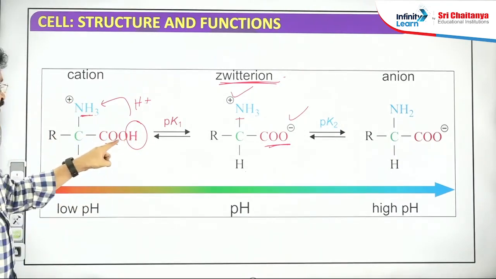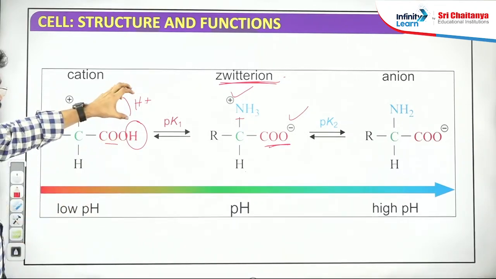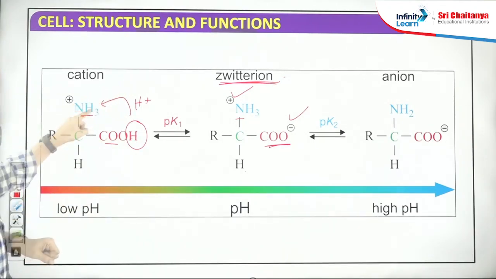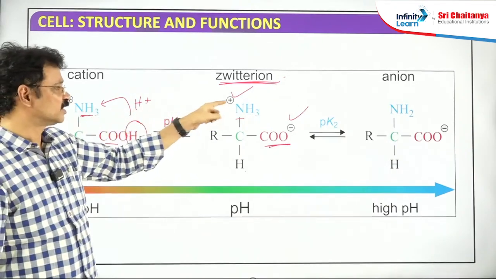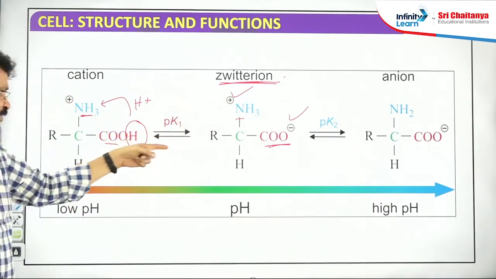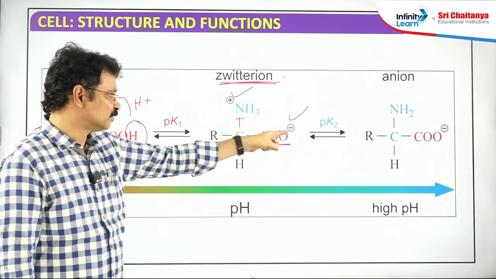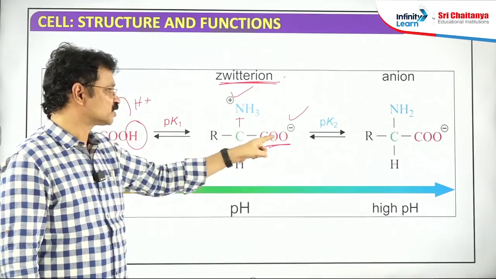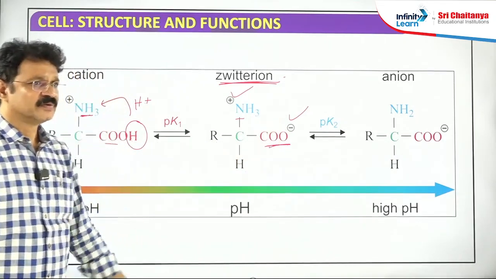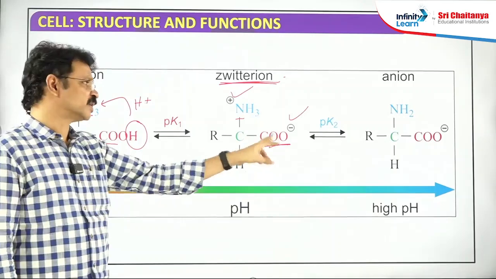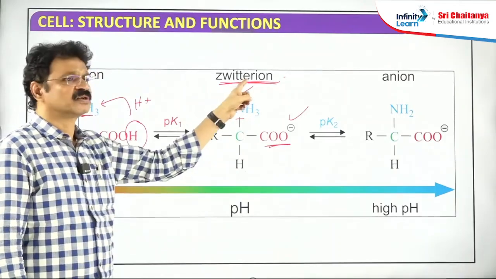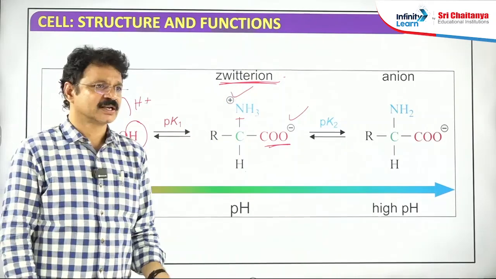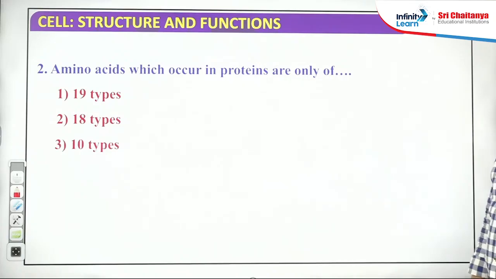Proton donating group is the carboxylic group. H plus, the proton, is accepted by the amino group. By getting H plus, the amino group becomes NH3 plus. By losing the proton, the carboxylic group becomes an anionic group, COO minus. Within a single molecule, both are there at once. That is the meaning of the zwitterionic form. Okay, is it clear? Now, try to answer these questions.